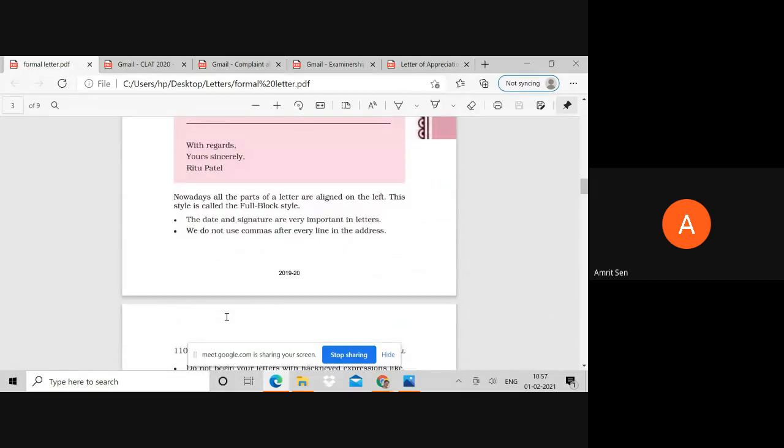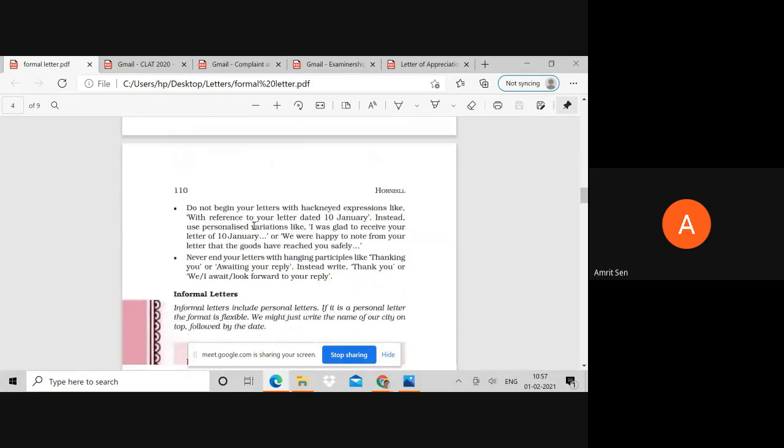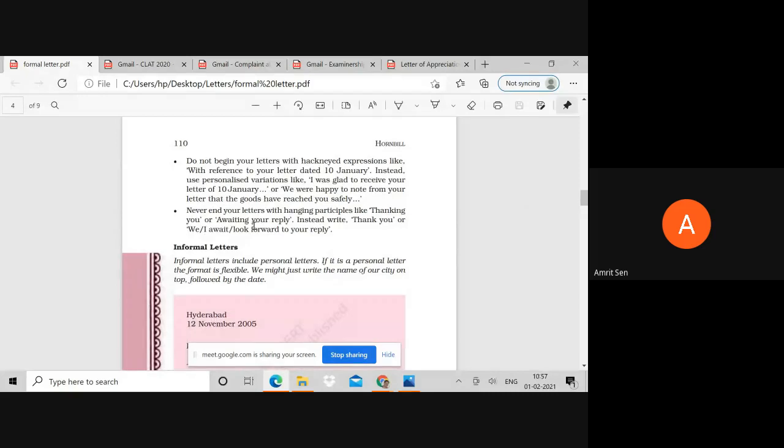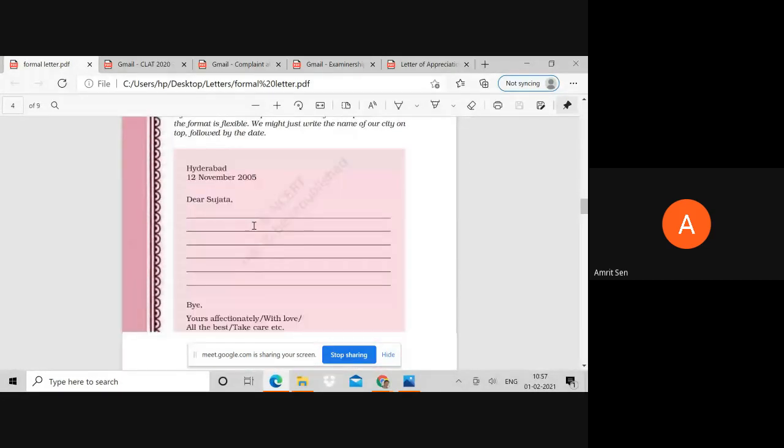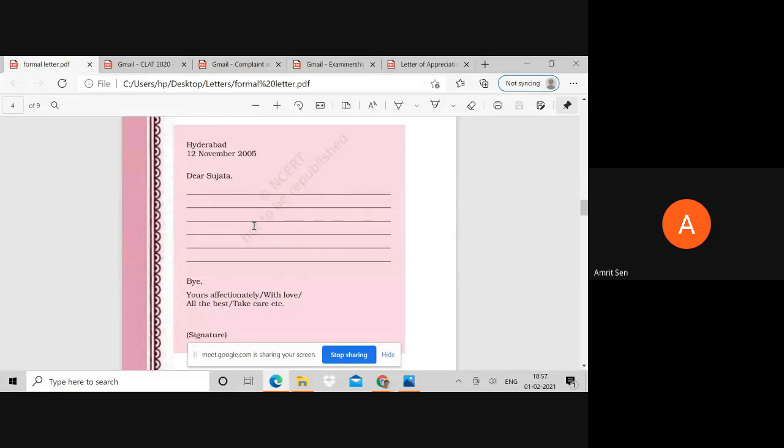Now, remember that this is all on the left and this is called the full block style, right? And the date and the signature are very important, right? They have said that with reference to your letter, dated, is not to be used. You can use it, however. Formal letters are not so very touchy about these. You can say, I was glad to receive your letter of this date, or we are happy to note, right? You write thanking you. Thanking you is perfectly acceptable, right?